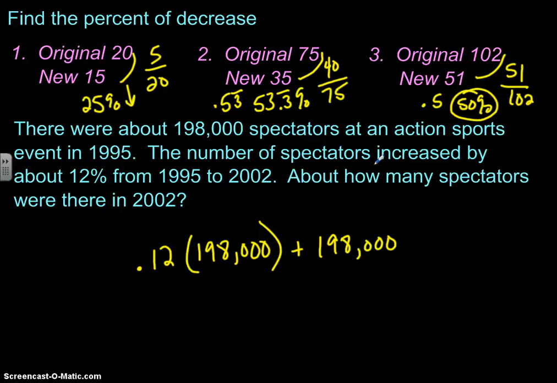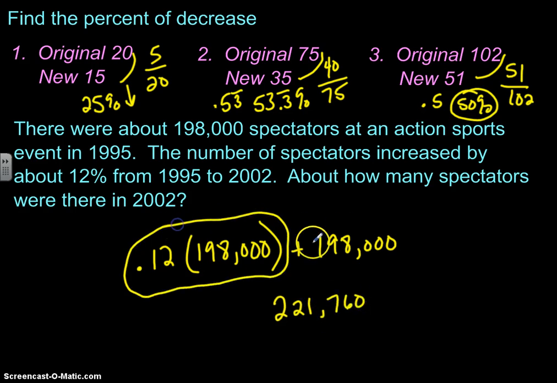Now I'm going to add that to the original amount to get the total amount, and that's going to give me 221,760. Again, this gives me the amount of increase. Then I have to add it to this amount to get the new amount, because it said we increased this by 12%. How many total were there? Okay, let's look at the next.